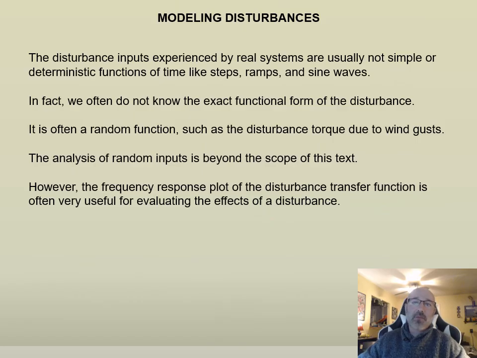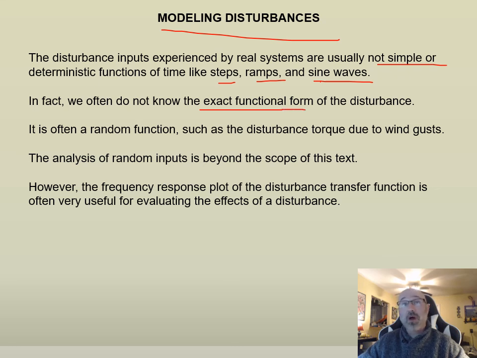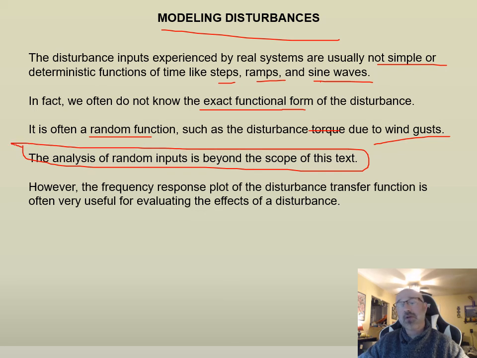So we talked a little bit about the complexity of some of these disturbances coming into our systems. Modeling these disturbances is not usually the easiest thing in the world. They're not going to be the most simplistic signals, not the normal step or a ramp or a sine wave. We often don't even know the exact function or form of the disturbance at all. It could be just some random function, such as a wind gust causing some torque disturbance input coming into our system. Analyzing these inputs is not something we're going to cover within this course, but it is a very, very interesting area, and it is something that needs to be dealt with.